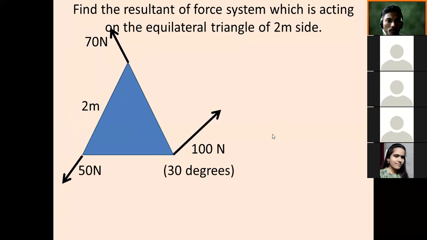Problem number 2. A similar problem. Find the resultant of the force system which is acting on the equilateral triangle of 2 meter side. Same problem, with a little more difficulty added. Now instead of 1 meter, it is given as 2 meter.